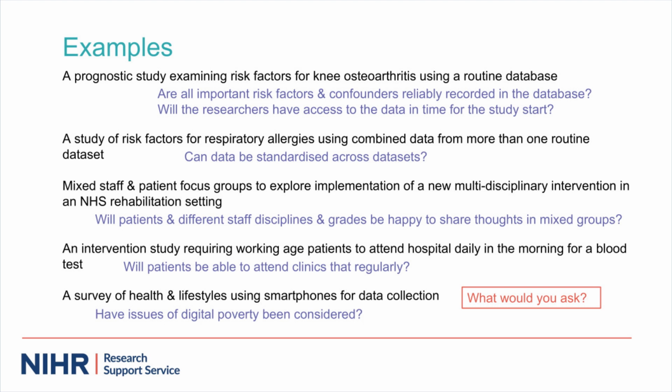A survey of health and lifestyles using smartphones for data collection. I don't know whether you can think of anything that you might ask in relation to that as a reviewer. One issue would be issues of digital poverty and whether that's actually been considered, and not only digital poverty, as you pointed out, people not necessarily knowing how to use a smartphone even if they have it. And also, I think issues of obviously cybersecurity, and the data security is something that you'd have to make sure is safe. Lots of other issues, I'm sure, as well.